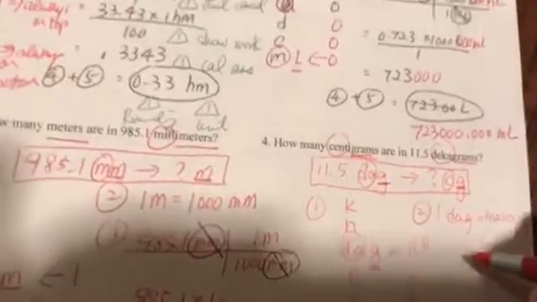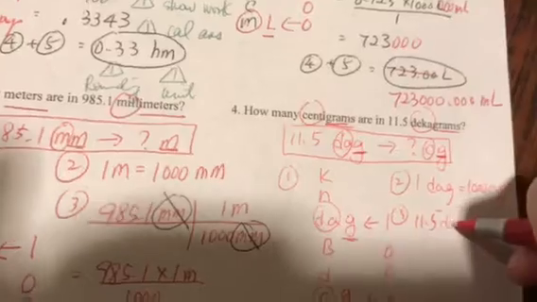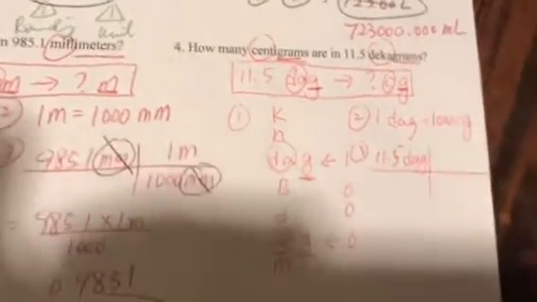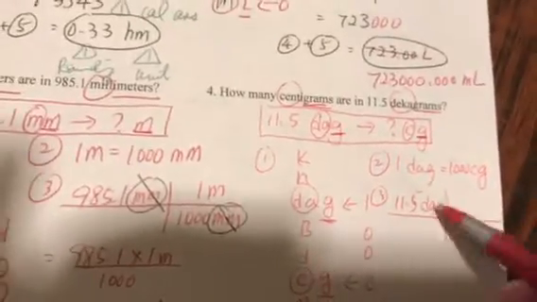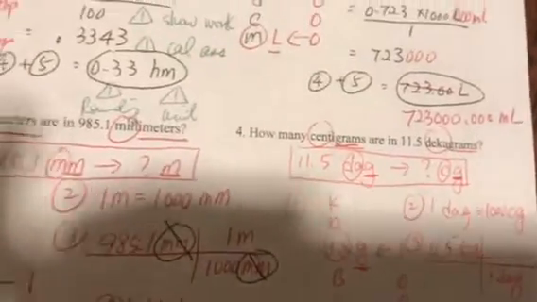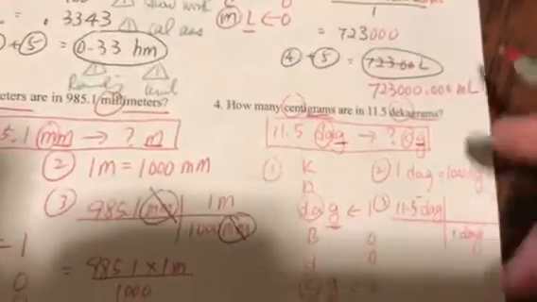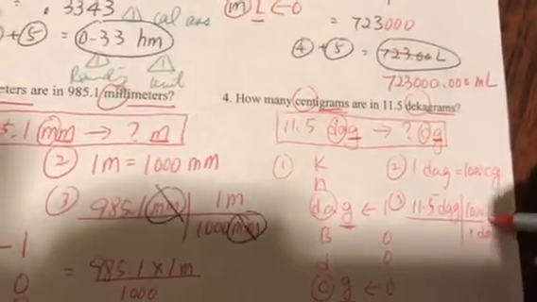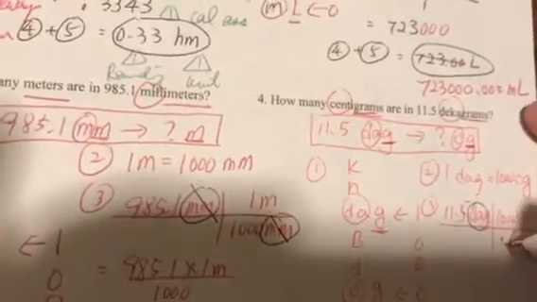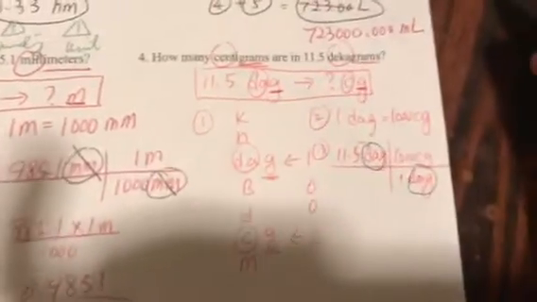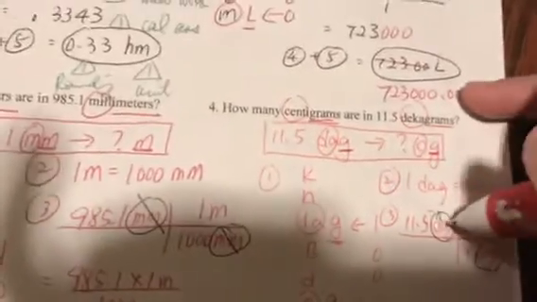And then number 3, I can set up the Superman. 11.5 dAG. So again, my dAG has to be on the bottom because these two must be the same unit. So then I can cancel. And then my 1000 cG will be on the top. So then I'm going to circle my unit, dAG. They're the same unit, dAG, dAG. So I circle and I cancel.